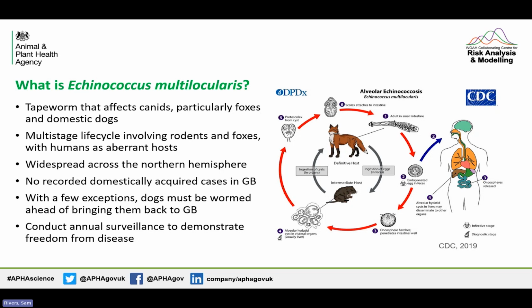So that all sounds reasonably grim, but I do have some good news. There's no recorded domestically acquired cases in Great Britain, and we'd really like to keep it that way. So with a few exceptions, dogs have to be wormed ahead of bringing them back to GB, and that's whether they come in via the pets travel route or whether they come in as a commercial import. And on the back of that, we also conduct annual surveillance to demonstrate freedom from disease at 1% prevalence in the red fox population with 95% confidence. And that is the surveillance that we're evaluating in this.